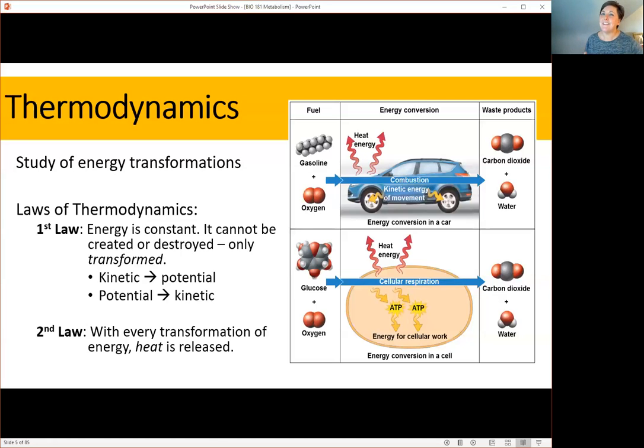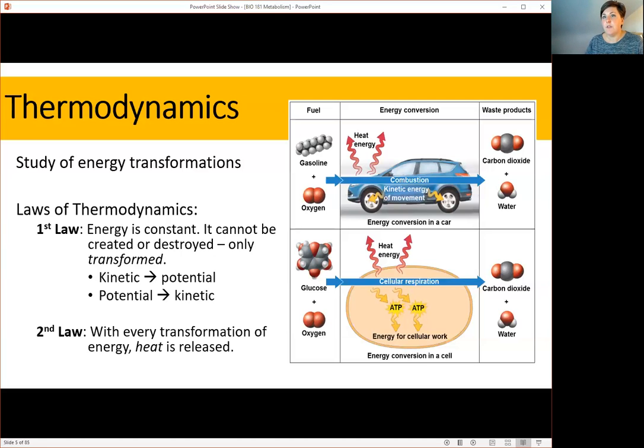The fact that energy is constant just means that we can't make energy for use. We can only transform it. So we can transform potential or stored energy into kinetic or usable energy, or vice versa. This highlights the importance of metabolism. Metabolic reactions are what enable the transformation of energy. They enable us to release energy stored in chemical bonds for use in other chemical reactions, or they enable us to create bonds in order to store energy for use at a later time.